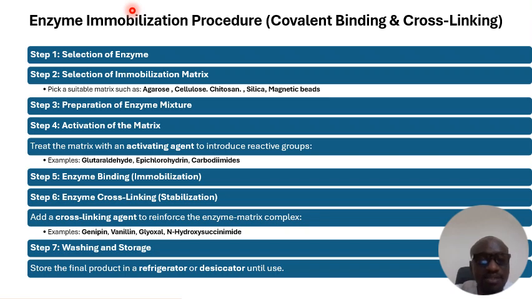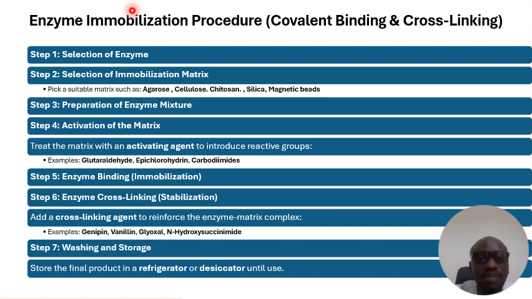After that, the enzyme and the matrix are now activated. Activation of the matrix is treating the matrix with an activating agent to introduce reactive groups. So we have examples here: we have glutaraldehyde, and we also have epichlorohydrin and carbodiimides. The next step is enzyme binding immobilization.